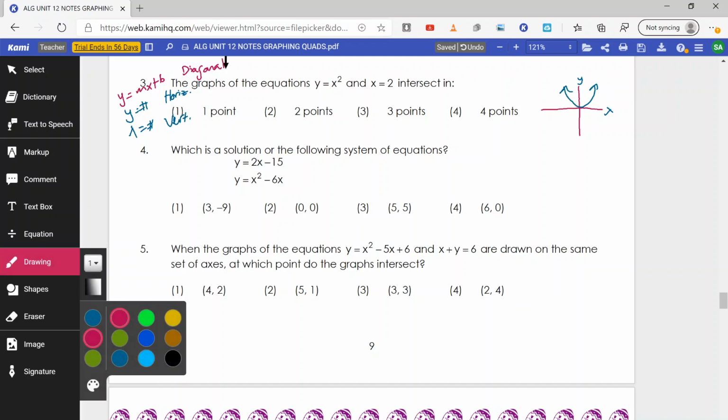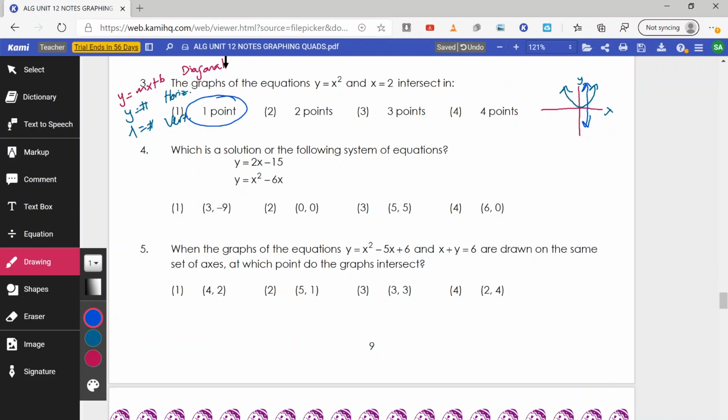So I'm actually going to have a vertical line through the x value of 2 here. So there's my x equals 2. How many points did I run through? Well, in this case, it was only 1 point.